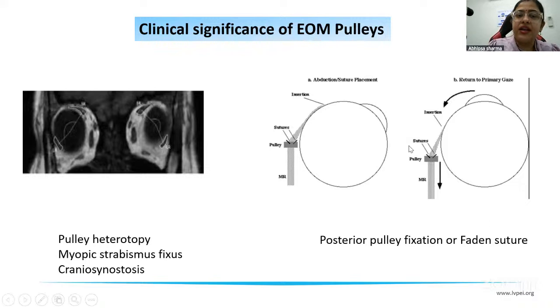And the second clinical significance is the posterior pulley fixation or the Faden suture, in which we fix the pulley with sutures so that in the direction of the muscle action, the muscle can be inhibited from acting, but in the primary position, the muscle will act fully.